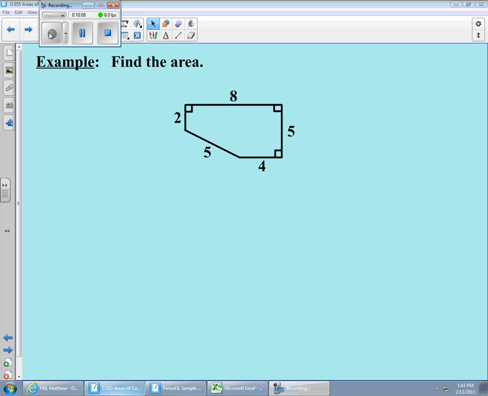A rectangle? Okay, obviously not an entire rectangle, but a rectangle missing a triangle, right? So could we write a formula that says rectangle minus triangle? Yeah, we could do that. Anybody have a different way of seeing it?